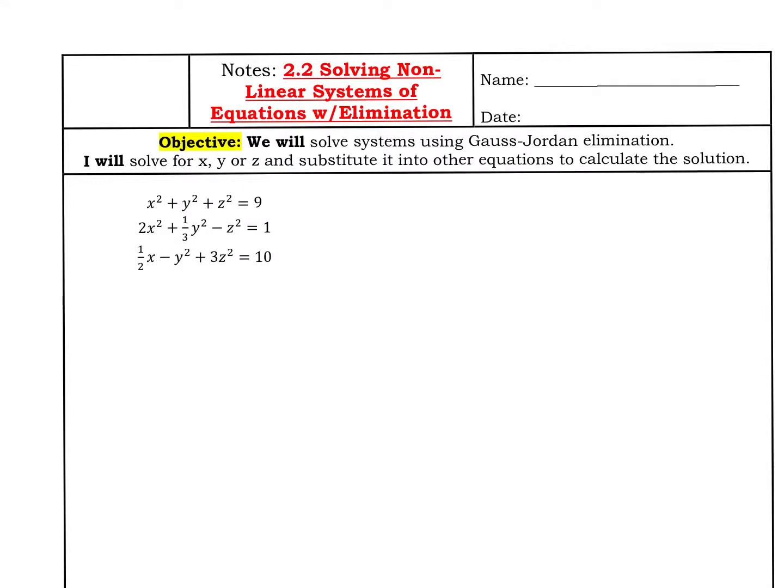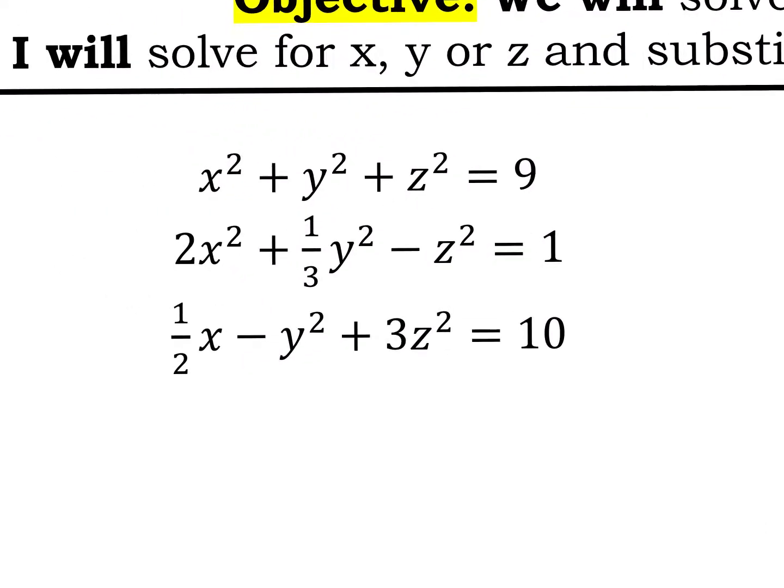Hey there everyone. In this video, I'm going to solve a non-linear system of equations using Gauss-Jordan elimination. So what I mean by a non-linear system of equations is that I have equations that have a power greater than 1. So these are all power of 2. This should have a power of 2. That's a typo.